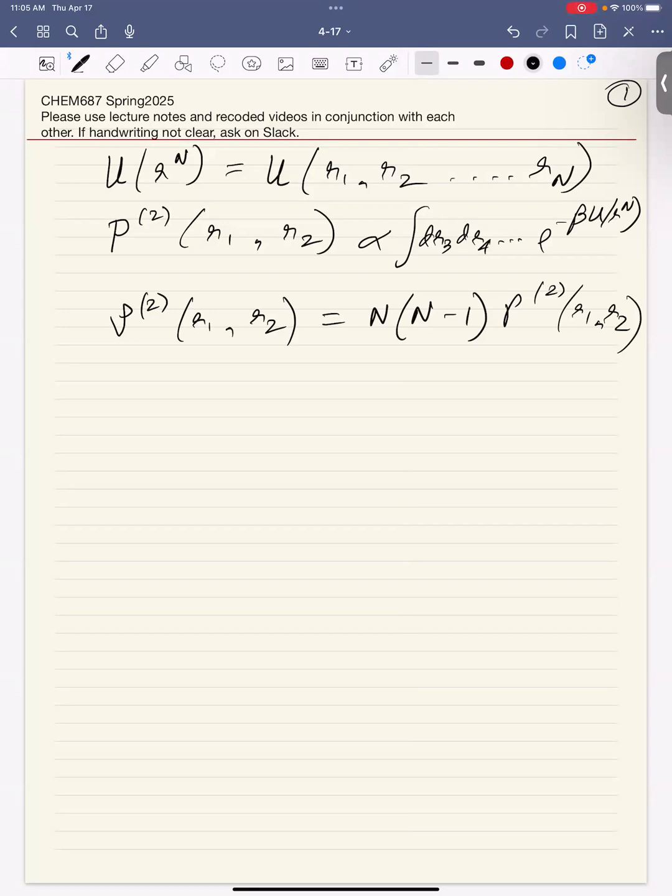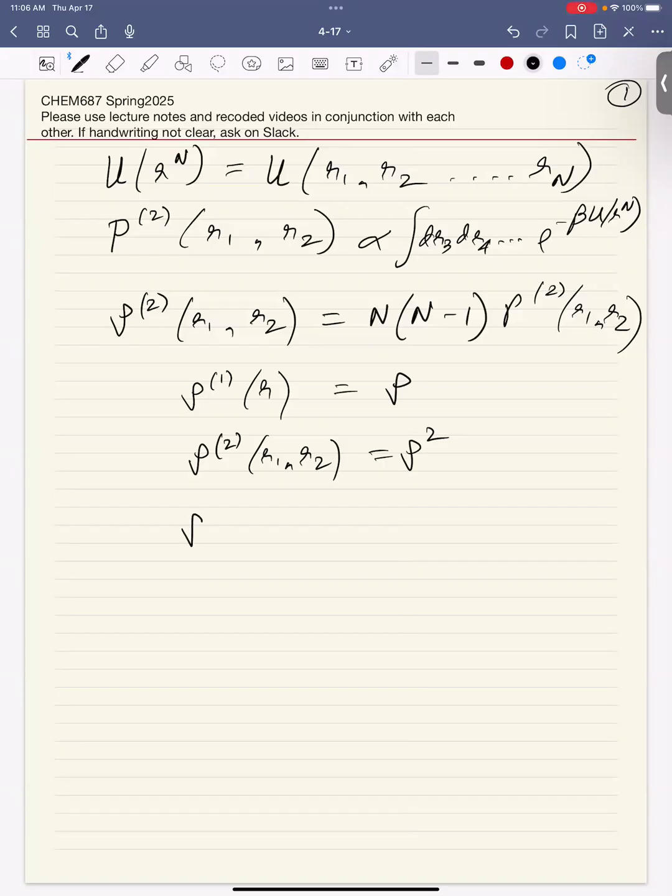And then we said that for isotropic fluids, rho 1 of R is going to be rho, radially symmetric, even if there are interactions. And rho 2 of R1, R2 is going to be rho squared if there are no interactions, right? These are the type of things we derived.